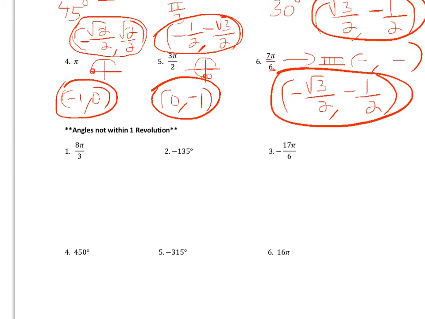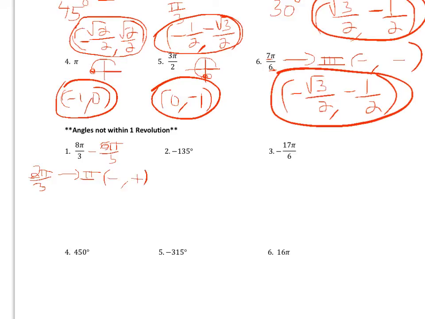Okay, let's look at number 1, 8 pi over 3. Well, that's more than 2 pi because 6 pi over 3 would be 2 pi. So we have to get a coterminal angle. Since it's more than 1 revolution, we subtract 2 pi, which is the same as 6 pi over 3. If you subtract 6 pi over 3, you get 2 pi over 3. All right, now I'm good to go. This is within 1 revolution. Since the bottom number is 1 less, that pattern tells us we're in the second quadrant. Second quadrant: x is negative, y is positive.